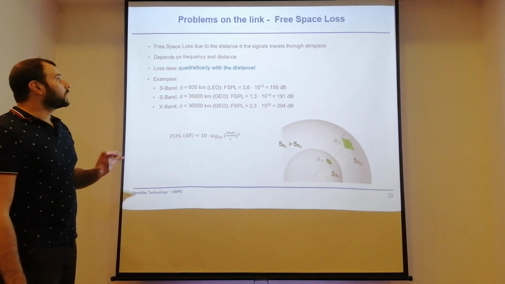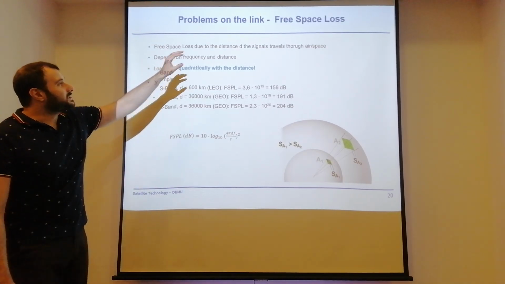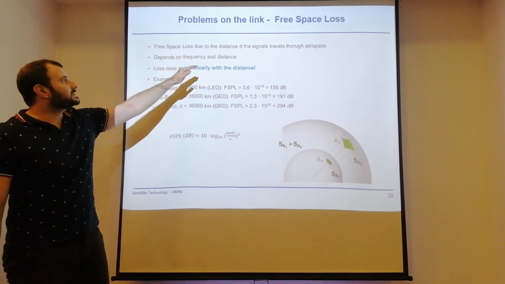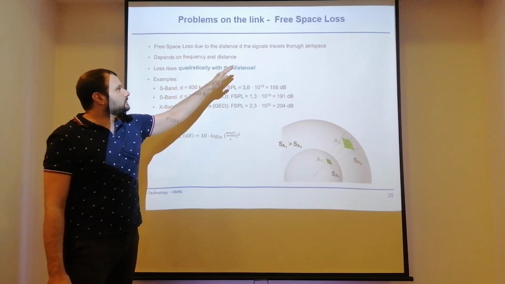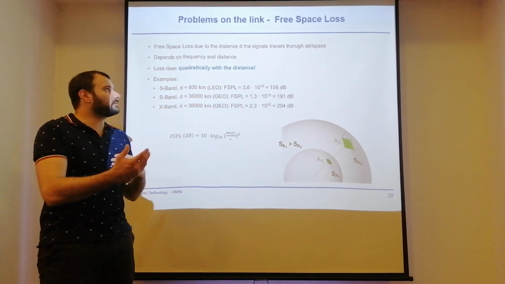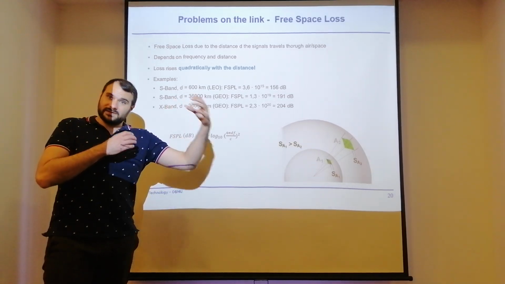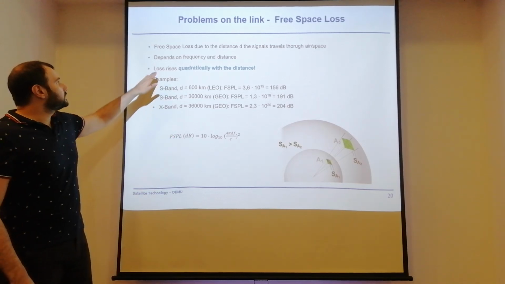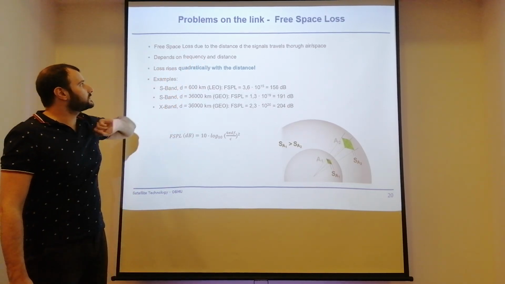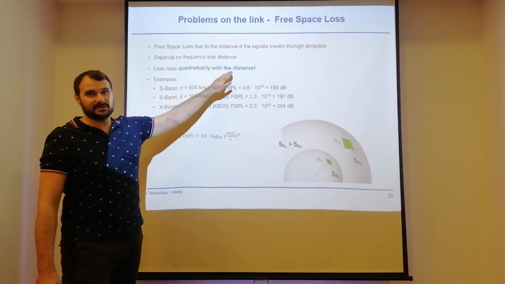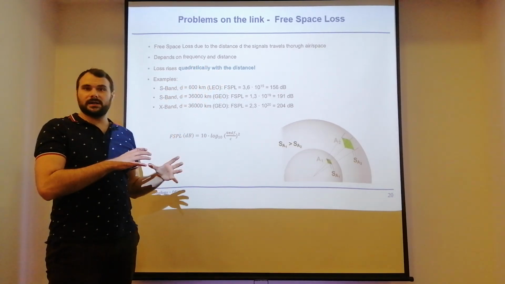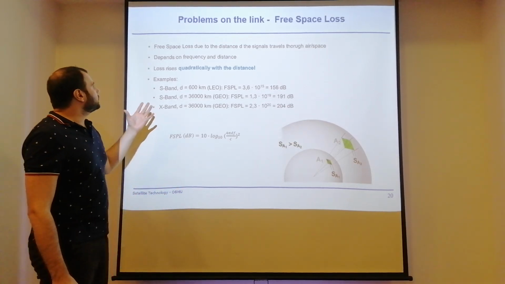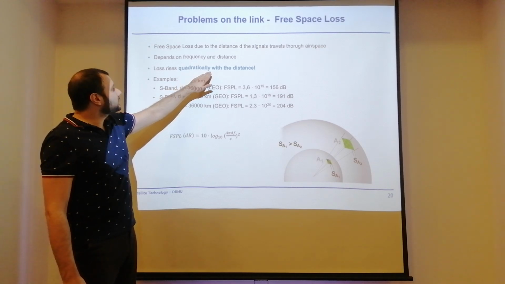This is just one slide to explain the free space loss a little bit better. As we said, the free space loss is due to the distance d. The signal needs to travel between a sender and a receiver through air or through space. And the only thing this free space loss depends on is the frequency and the distance. So it's independent of your atmospheric environment. And the loss rises quadratically with the distance.